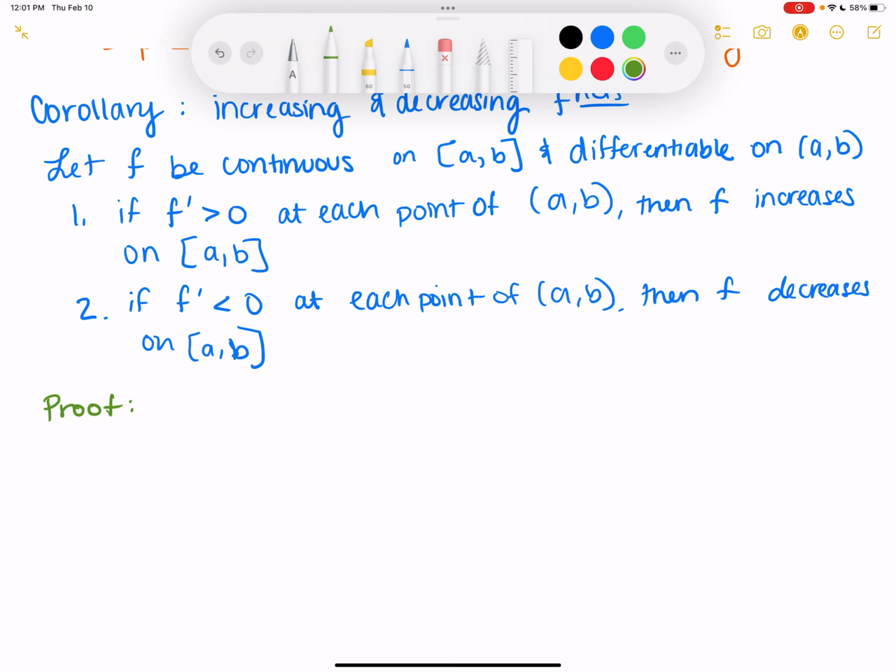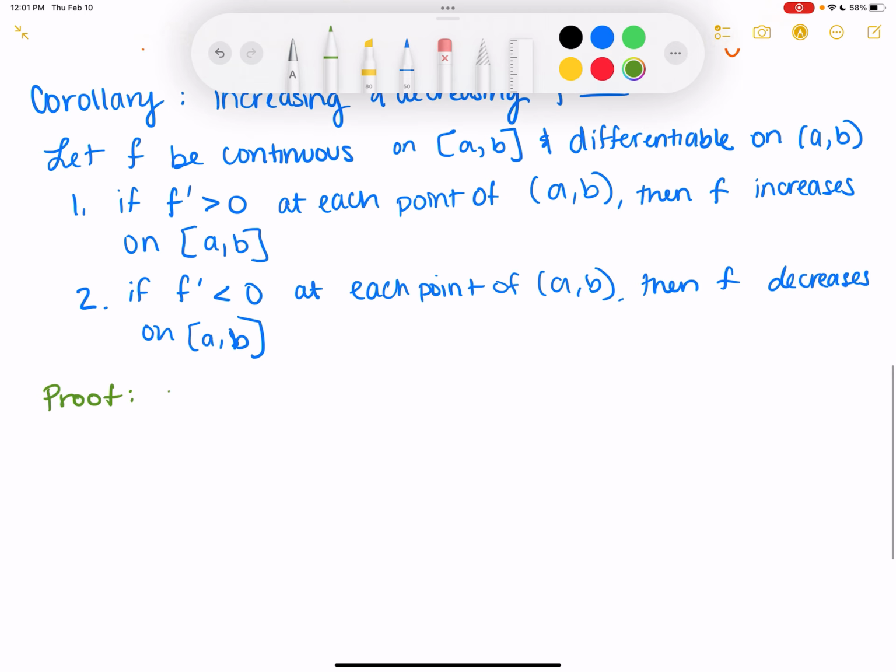Anyways, all right, so proving this corollary, let x1 and x2 be any 2 points in a to b.